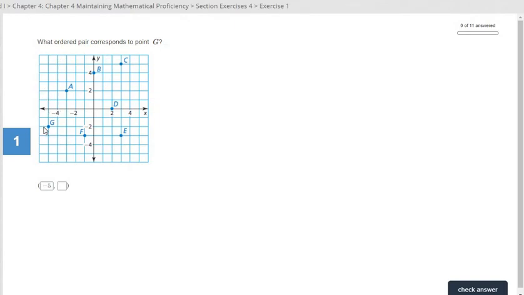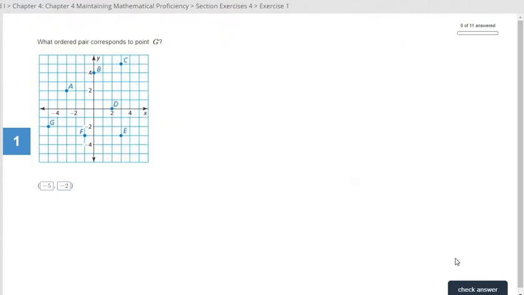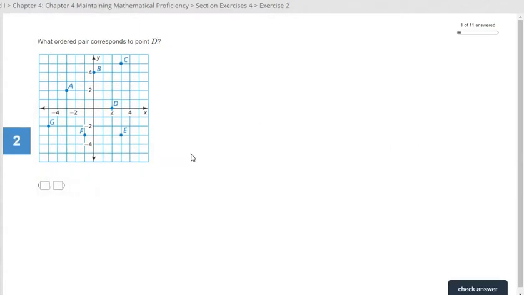Then how many points up or down do we have to go? Well, we have to go down, so that means it's going to be a negative number as well, and negative 1, 2. So negative 2 is going to be our y value. Again, just like your other assignments, you have that check answer button, so always remember to hit the check answer button before you move on so that you can make sure you get 100% on every single assignment we have.